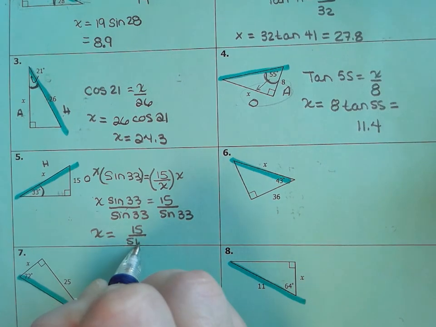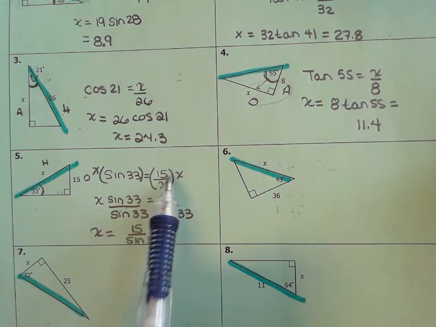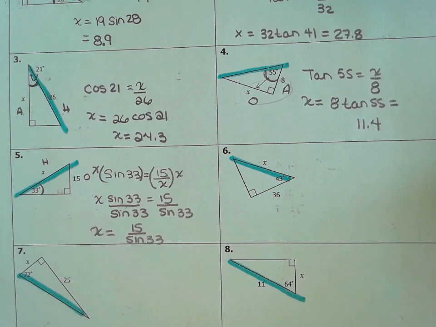So when you have a variable at the bottom, all you do is take the number and divide it by the trig ratio. So you don't have to work through that every time. So that is 15 divided by the sine of 33 degrees. That gives me 27.5.